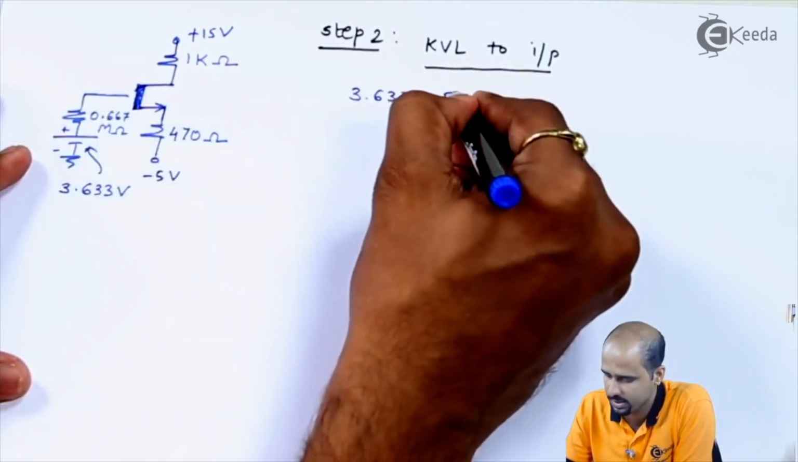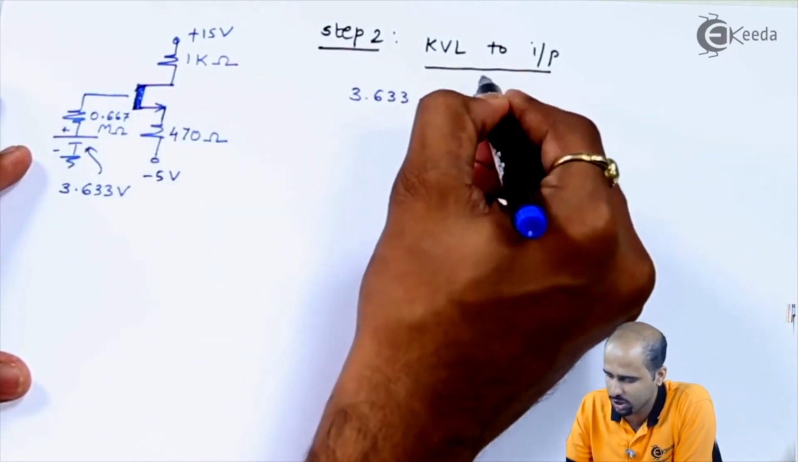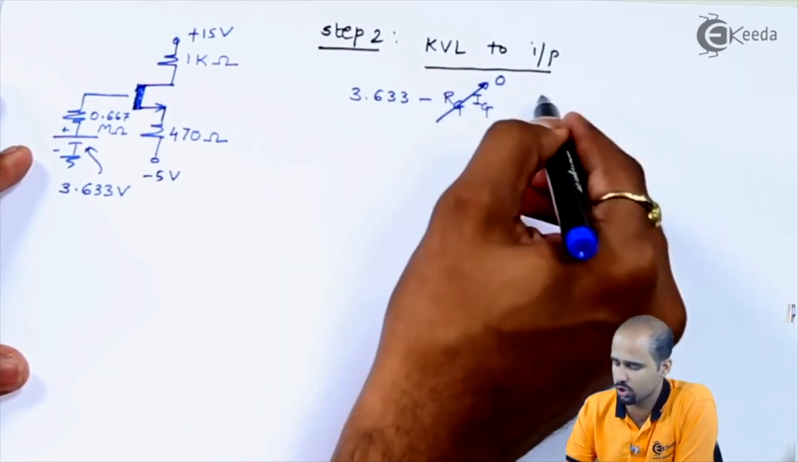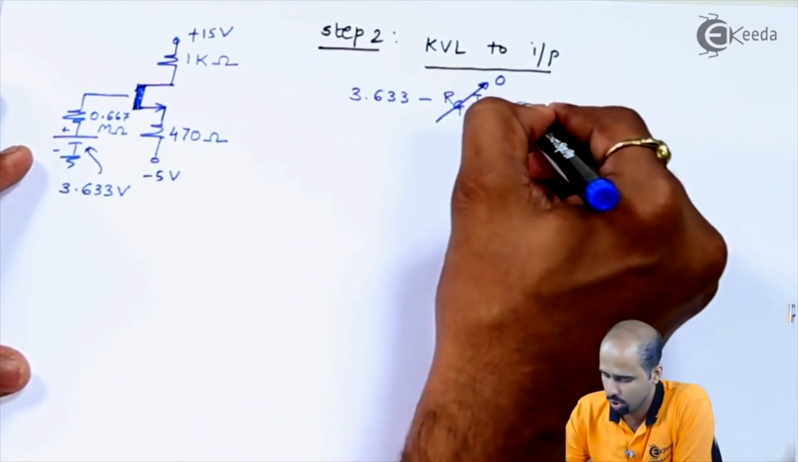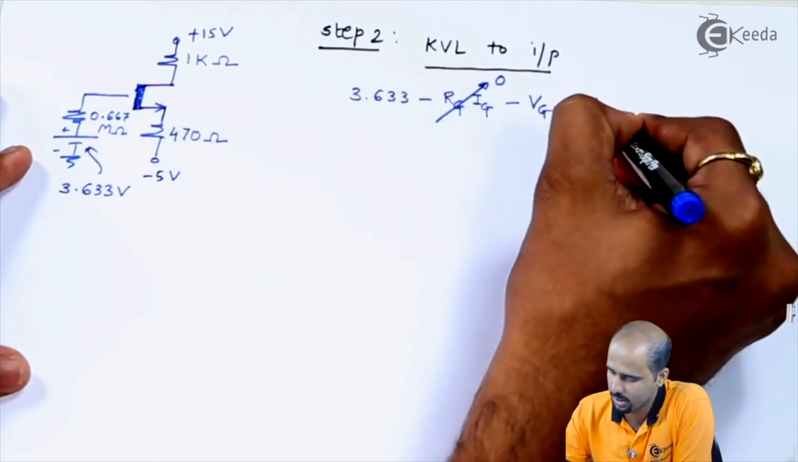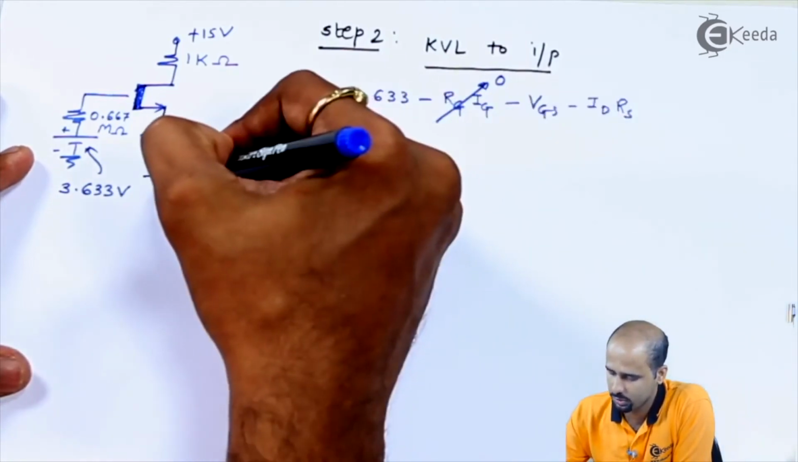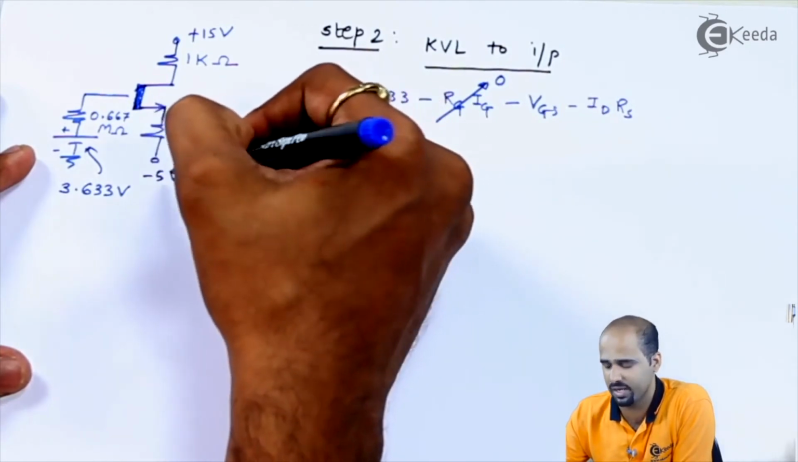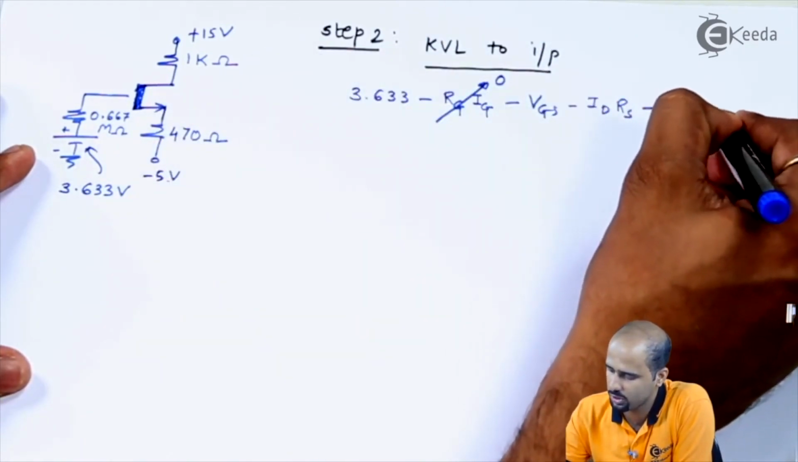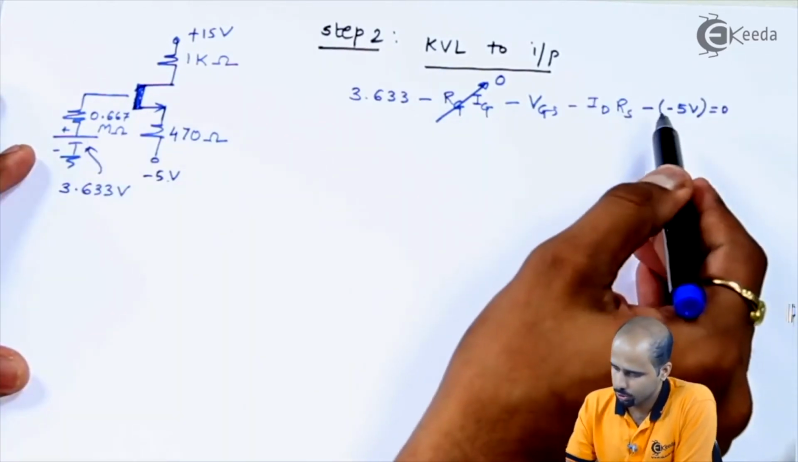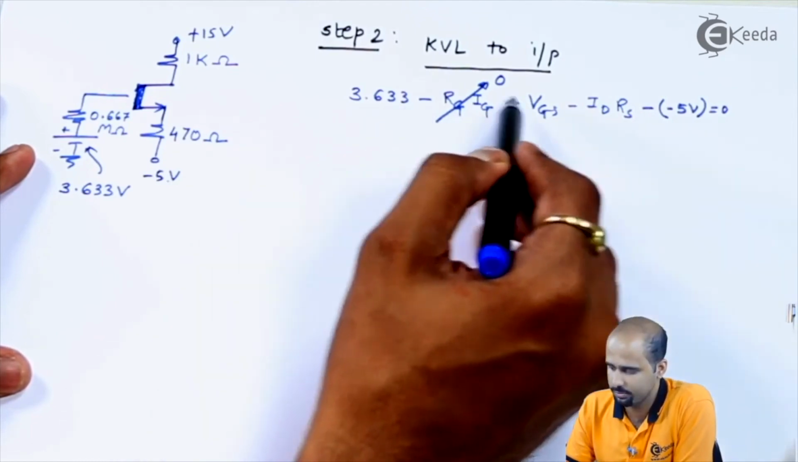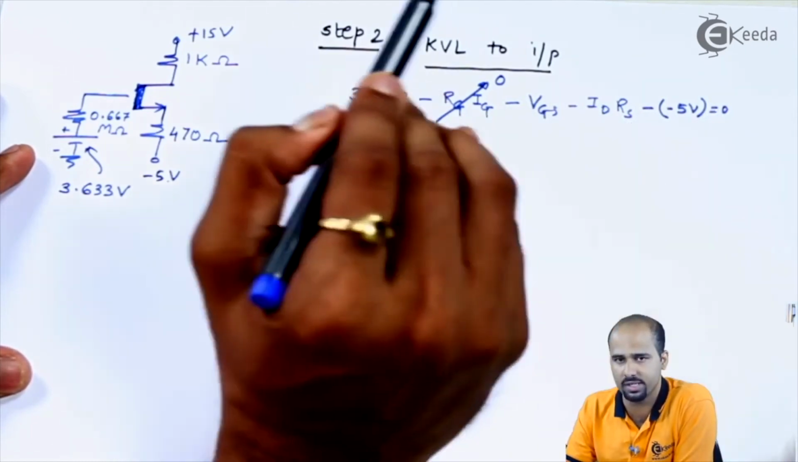Then further minus RG into IG, because here we have to know that IG is equal to 0, so IG RG becomes 0. So minus VGS minus ID into RS. Don't forget to write this minus of minus. So this will be your minus 5 volt is equal to 0. Okay, so proceed further to calculate 5 volt minus 3.633 minus VGS minus IDRS is equal to 0.